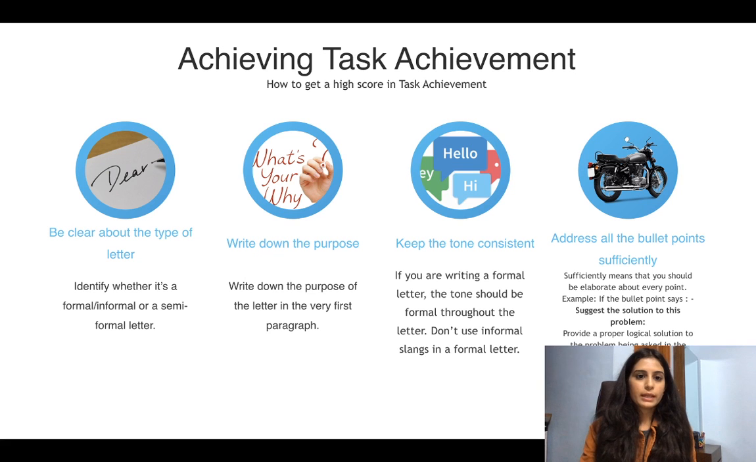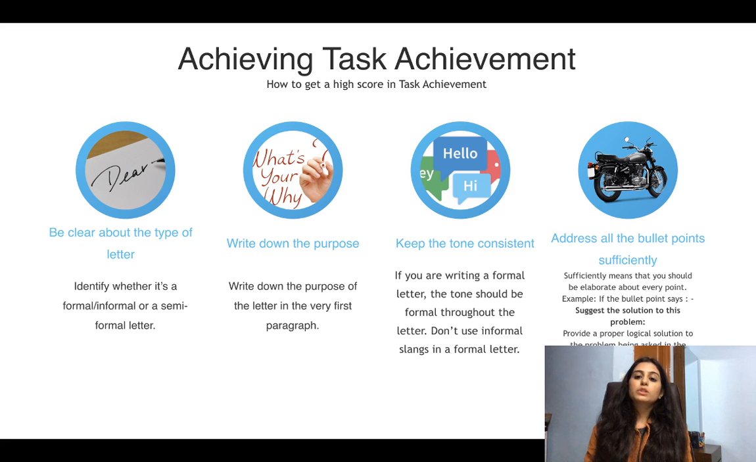All right, let's move ahead. So achieving task achievement, how to get a high score in task achievement parameter. Be clear about the type of letter. So what type of letter are you writing? That should be clear in your mind as soon as you read the question, and you need to identify whether it's formal, informal or semi-formal. Write down the purpose. You need to write down the purpose in the very first paragraph as to why you're writing the letter to the person you're writing it to, and then you need to follow it with the reasoning.